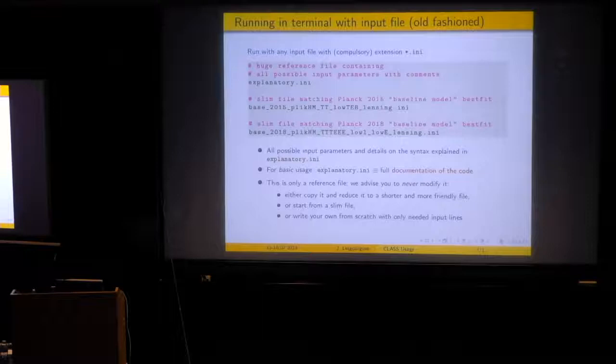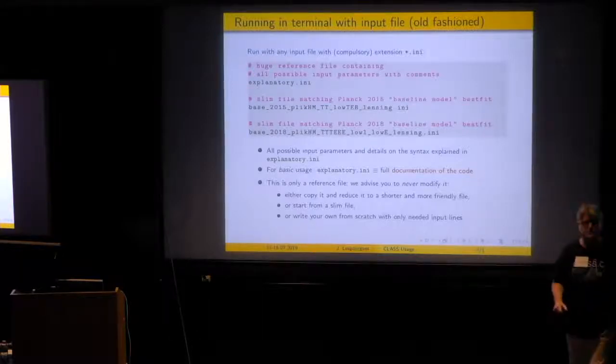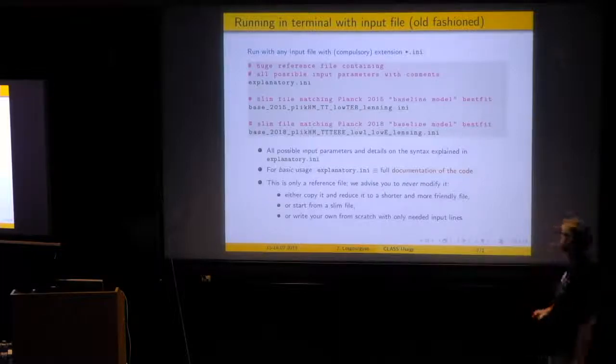So for instance, these two files that we distribute will only run the baseline model of the Planck collaboration, which is a lambda CDM model with one massive neutrino with a fixed mass of 0.06 electron volts, and with parameters taken from the best fit of Planck 2015 and 18.